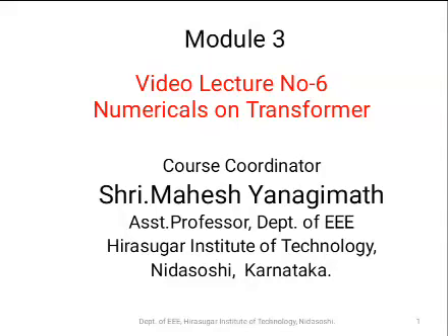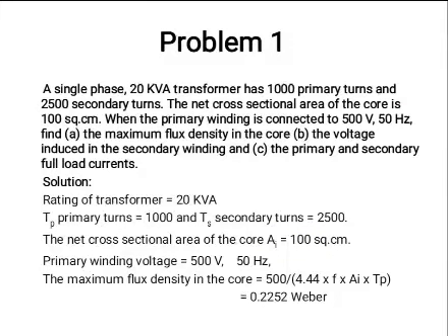Let's try to solve some numericals on the transformer, turns ratio and the efficiency parameters. Let us look into the first problem. A single phase 20 kVA transformer has 1000 primary turns and 2500 secondary turns. The net cross-sectional area of the core is 100 square centimeter. When the primary winding is connected to 500 volt 50 Hz, find the maximum flux density in the core.